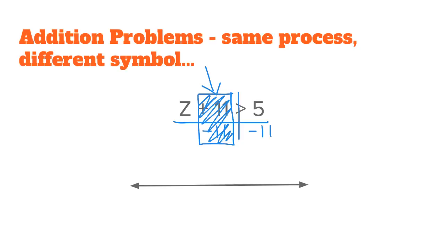So that means I have z on the left. 5 minus 11 is negative 6 on the right. And my symbol was greater than, so it's going to stay greater than.